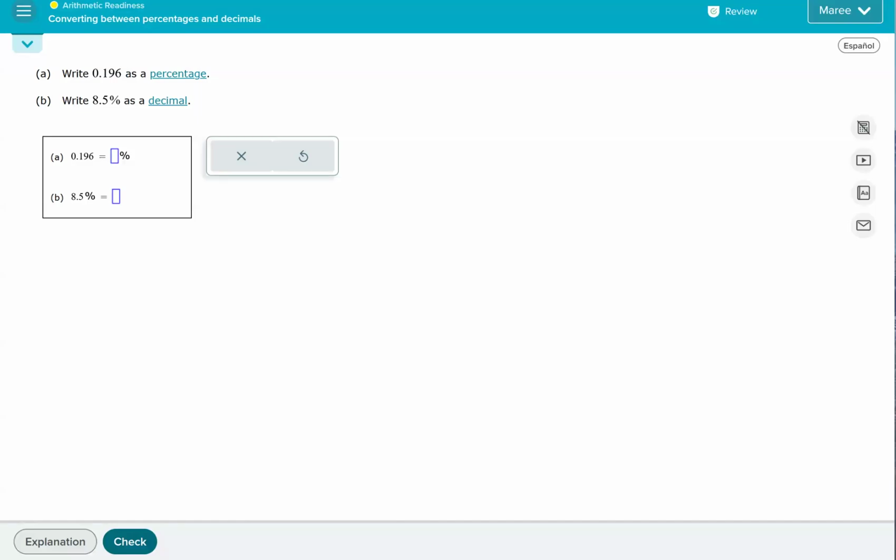This topic is called converting between percentages and decimals. They're going to give you two problems to do on each one of these. One will be a decimal that you'll need to change to a percent, and the other will be a percent that you need to change into a decimal, not always in that order.